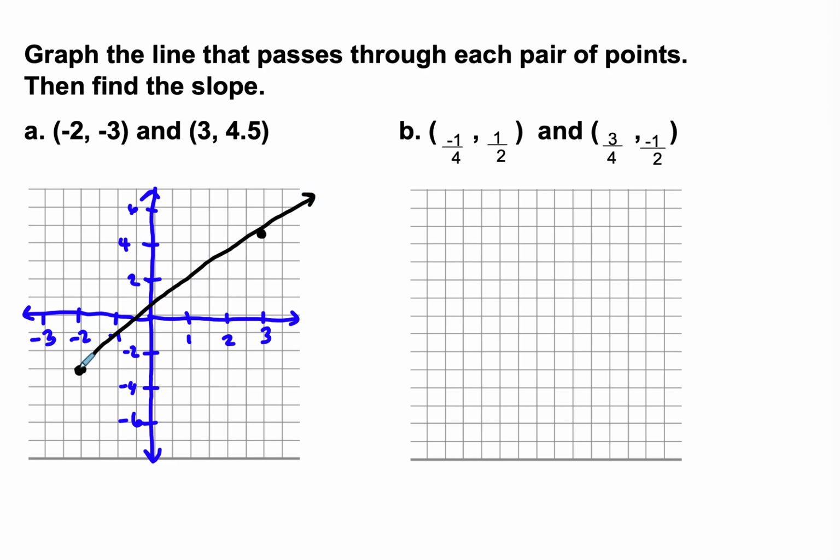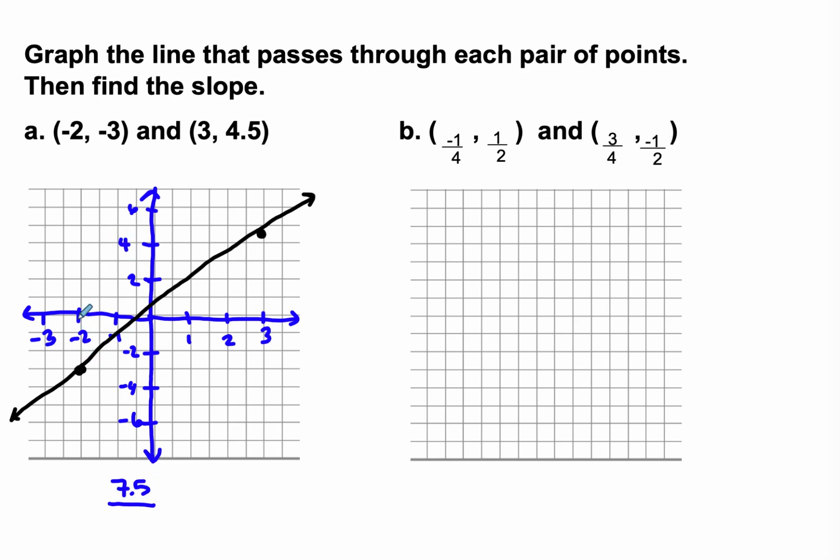Make sure you connect that with a line that goes through your points. Okay, so now for finding the slope, I can count rise and run. So I could say, okay, we're going up 1, 2, 3, 4, 5, 6, 7. It looks like about 7.5. That's how far up.